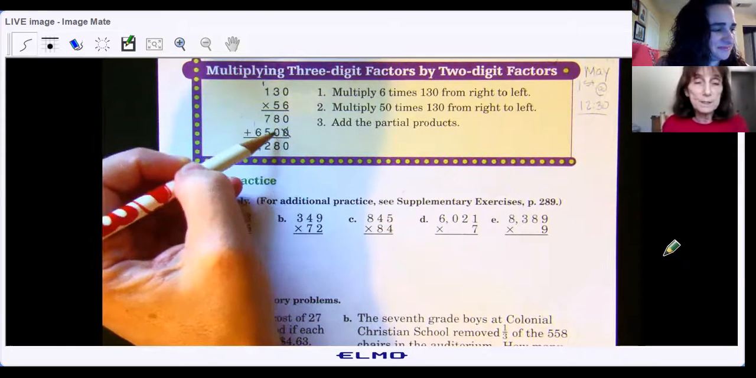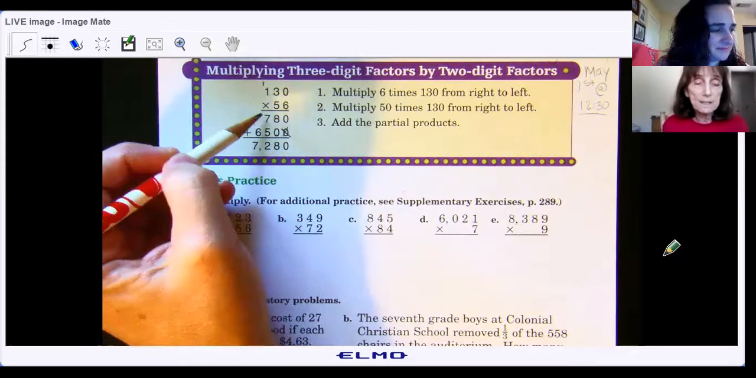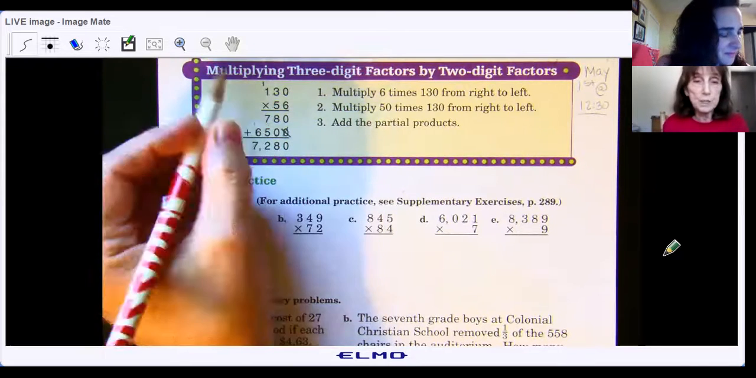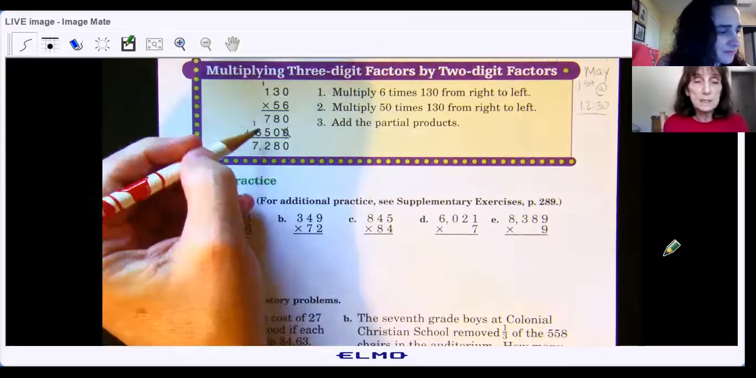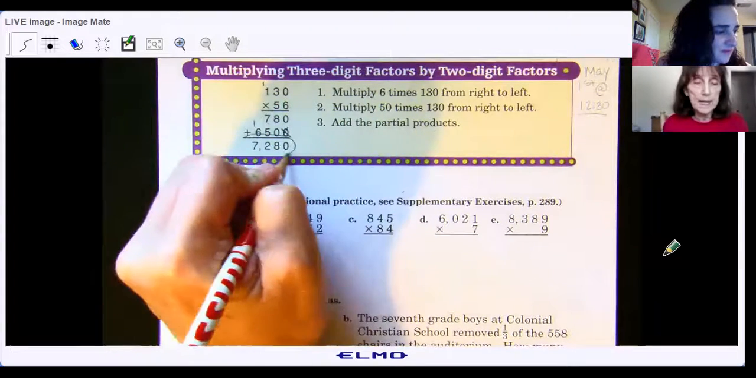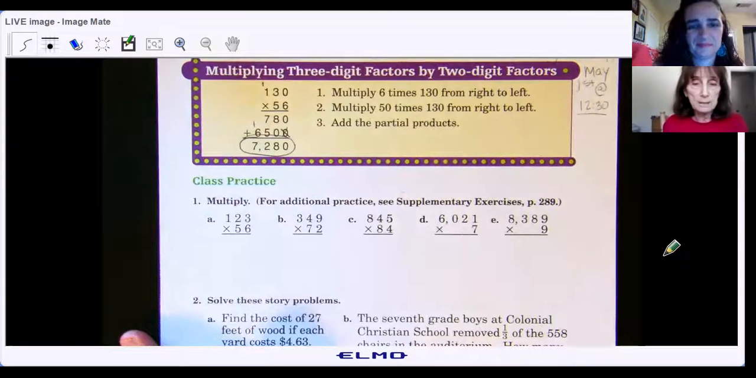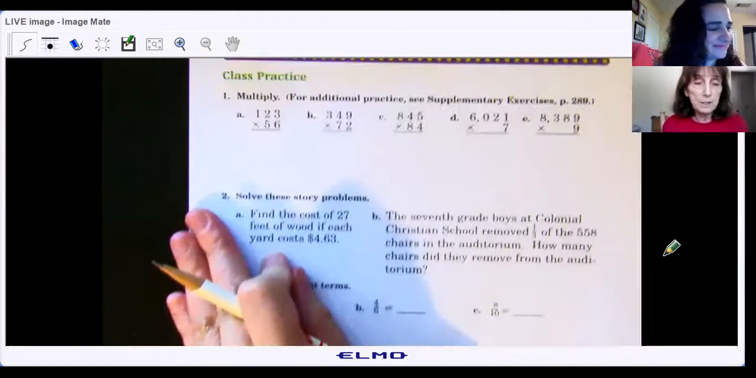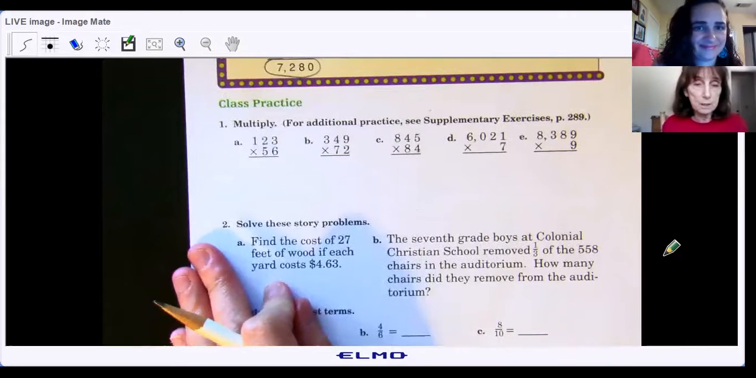8 plus 0 is 8. 7 and 5 is 12. Put down your 2, carry your 1. And then 6 and 1 is 7, and your answer is 7,280. Okay, not hard, okay? All right, that 7,280 is your final product.